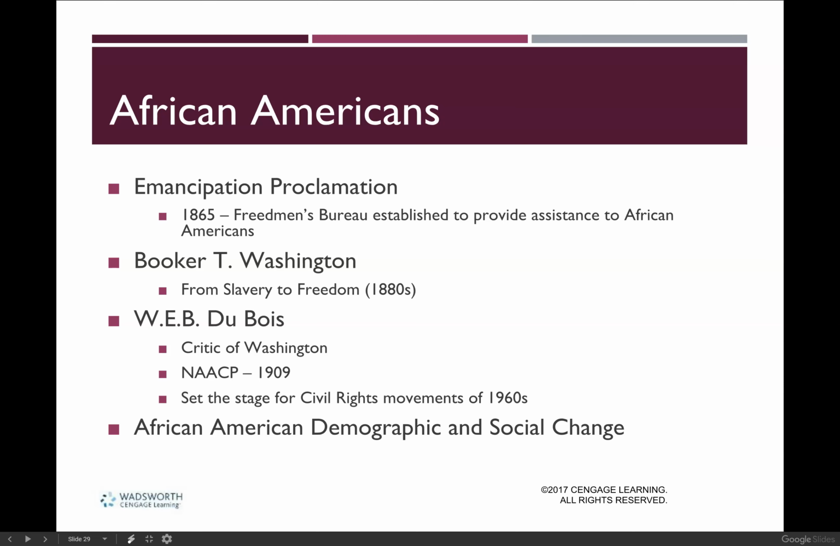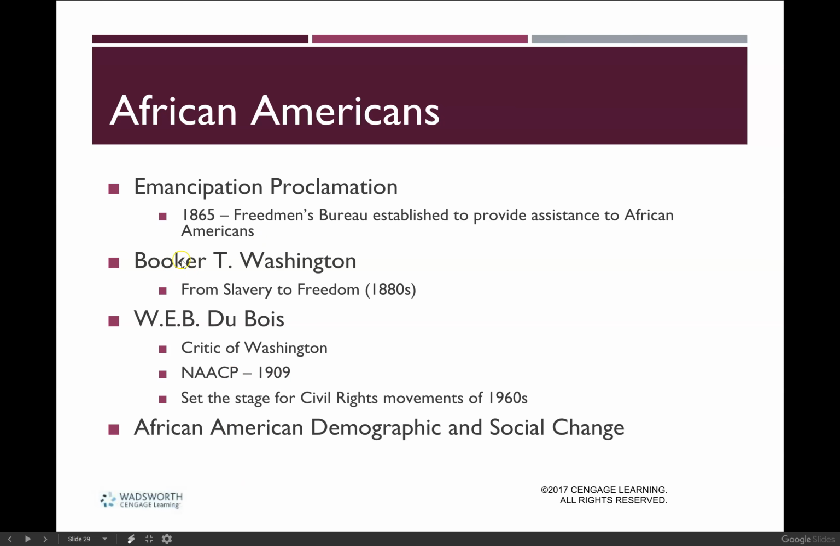And African Americans, they had the Emancipation Proclamation in 1865. The Freedmen's Bureau was also in 1865. This was in response to the Emancipation Proclamation, the freeing of slaves. It was a federal bureau established to help African Americans, providing assistance to them to become freedmen.